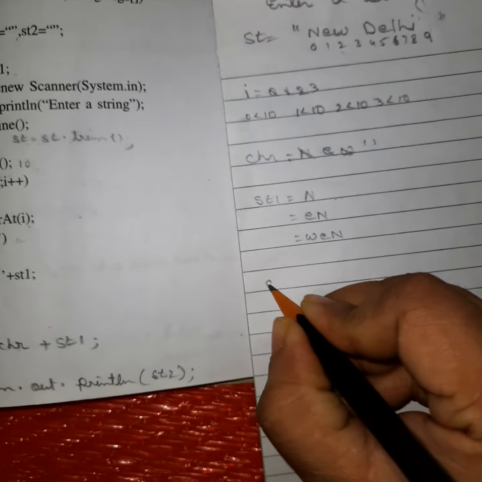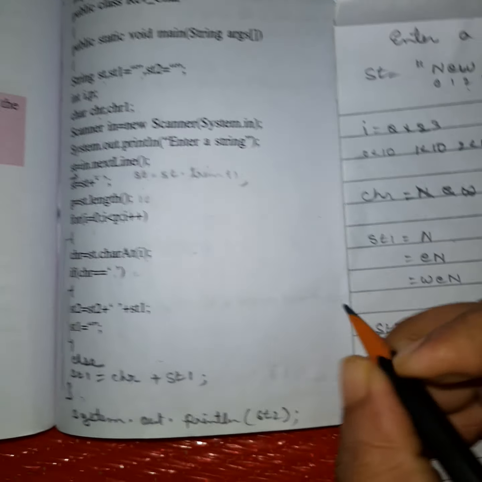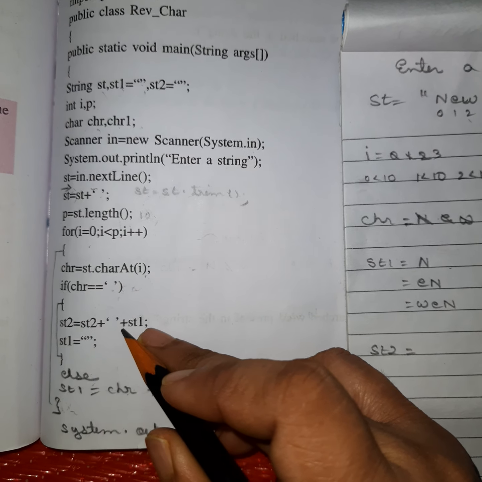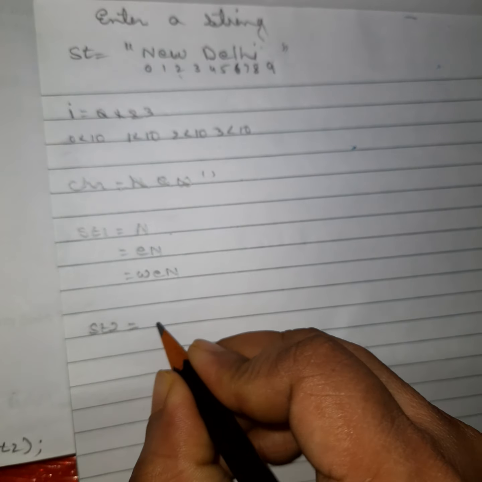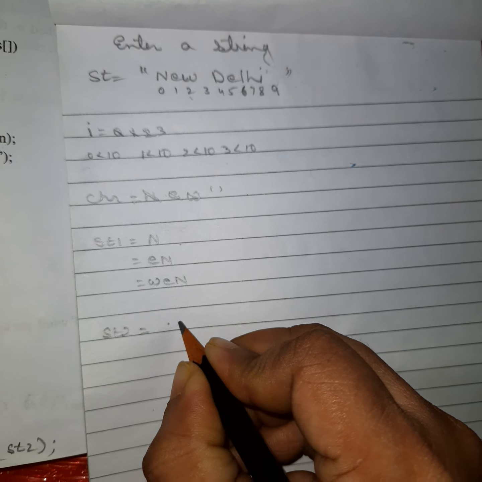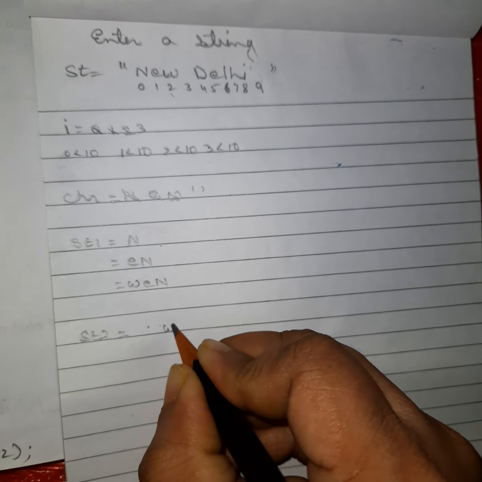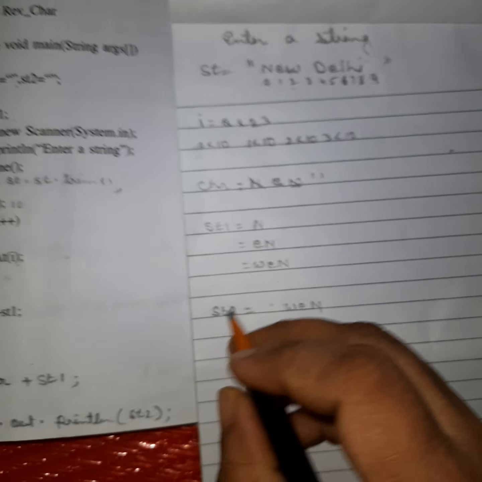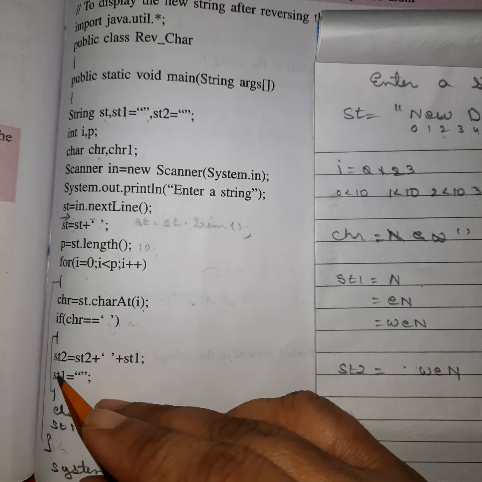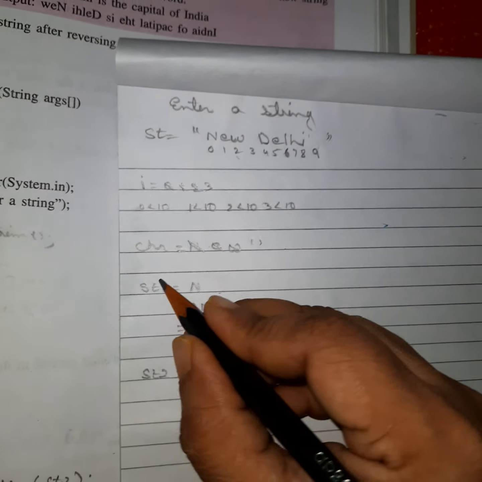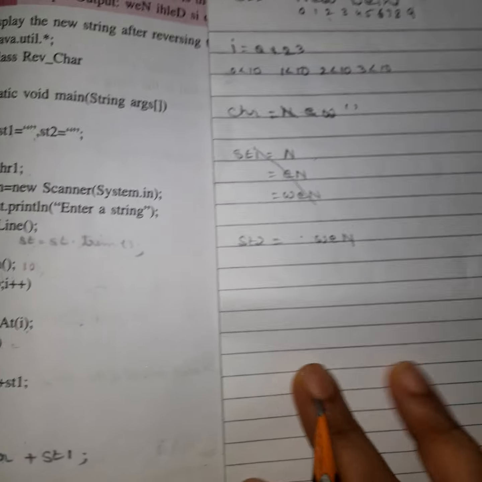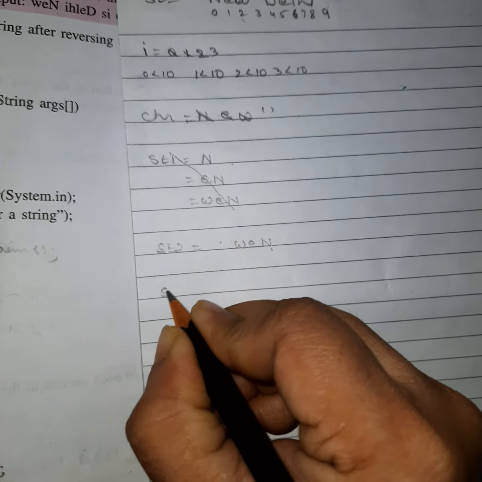So here it will create st2. So st2 is equal to st2 plus space plus st1. Already a space is there, no problem. So we will write st1, which is WEN. So now what is happening, st1 is equal to space. So now the previous st1 has totally got cancelled, and st1 is again ready with a space.